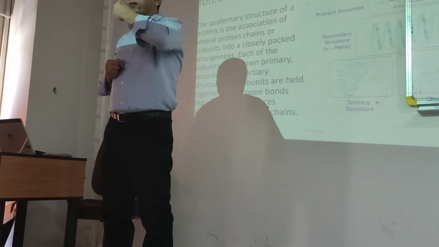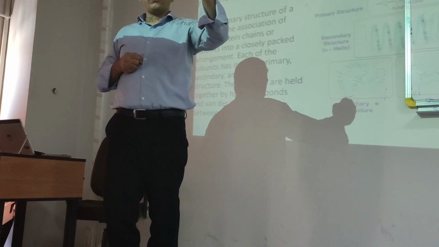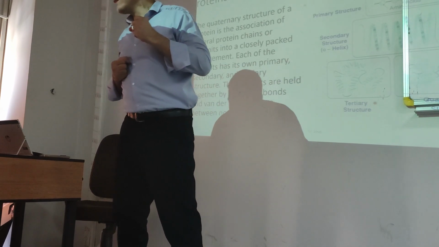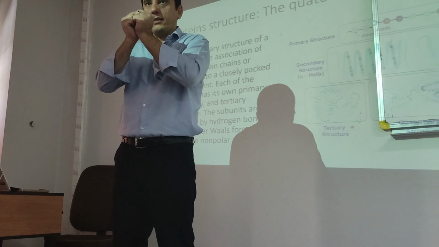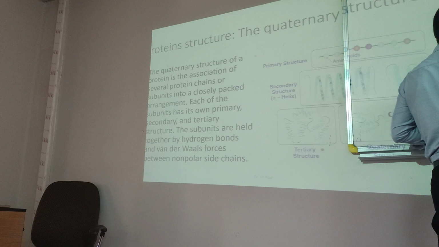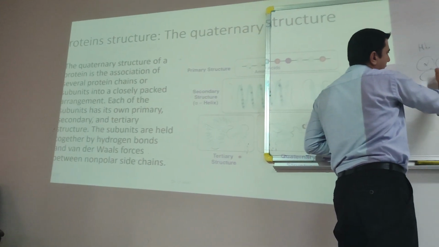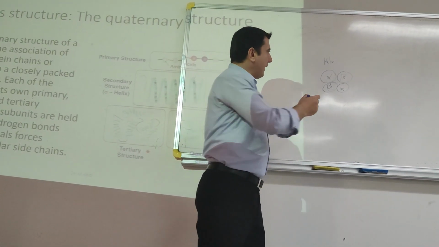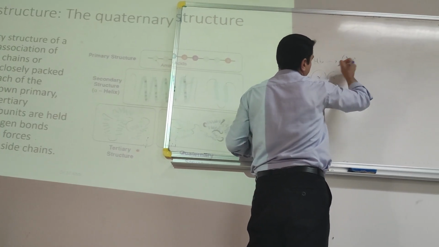And finally, the quaternary structure of proteins will happen when we have more than one chain of protein. For example, hemoglobin has 4 polypeptides, 2 alpha and 2 beta. So, hemoglobin has quaternary structure.